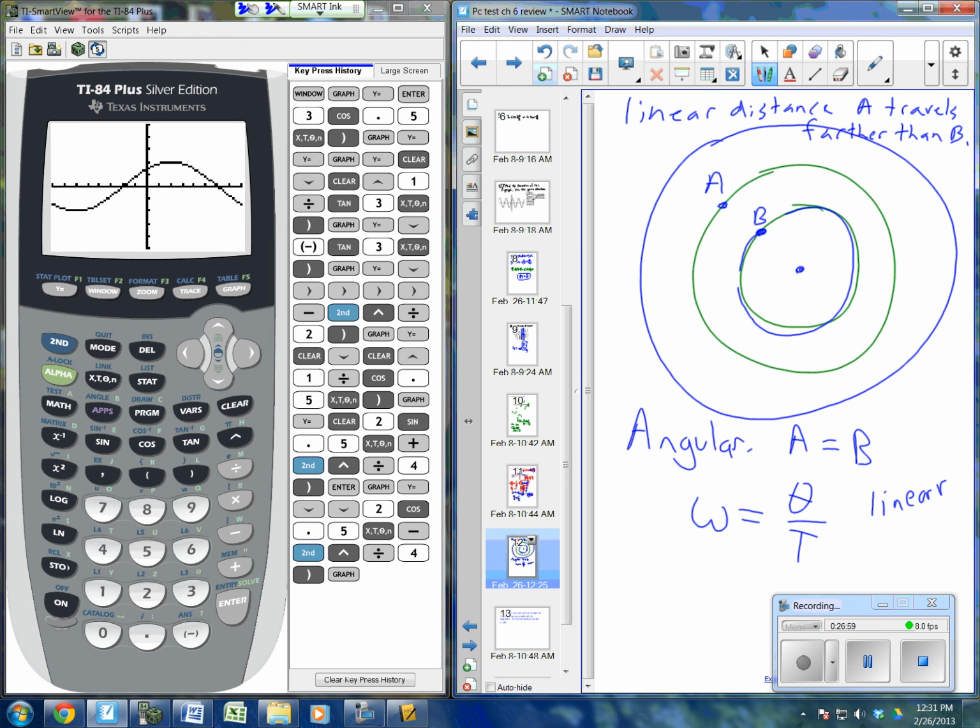If you want the linear velocity formula, there's some extra credit problems on the test like this. V equals, there's a couple of formulas you can use. V, which is linear velocity, is equal to the radius of the circle times theta divided by t. Well, theta divided by t is omega, so you could write this as V equals R times omega. And that's the linear velocity formula.